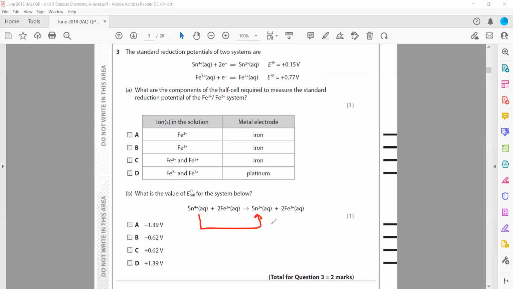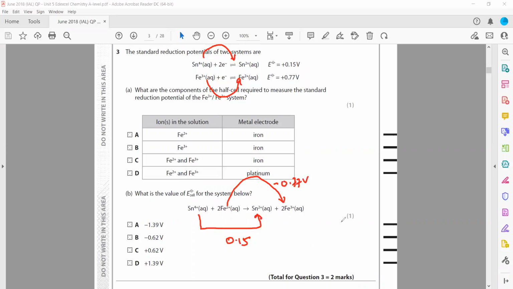So if tin 4 changes to tin 2, what is the electrode potential? That is 0.15. And if iron 3 converts into iron 2, it is 0.77. But in the question, it is iron 2 changed to iron 3, so it will be minus 0.77.